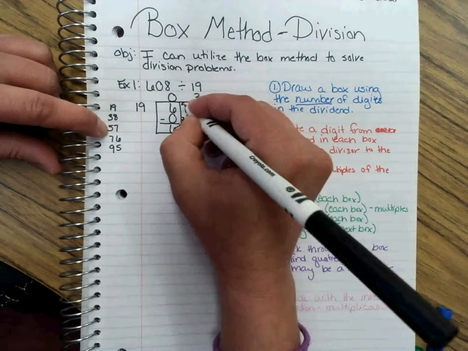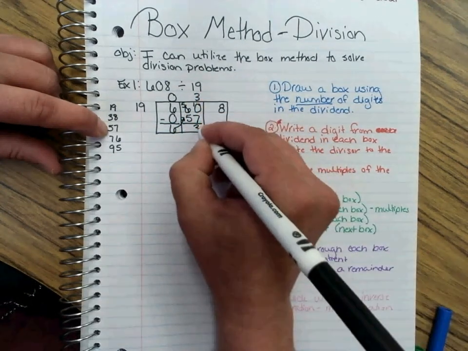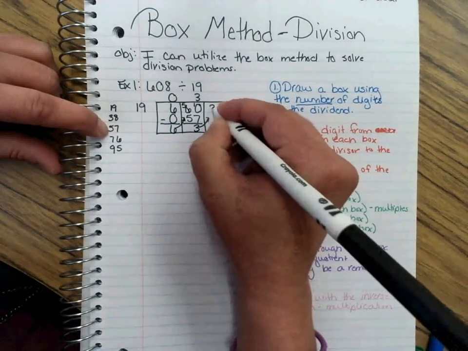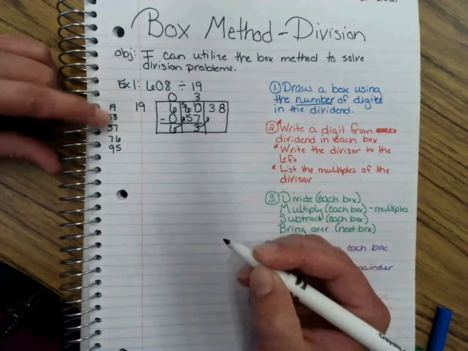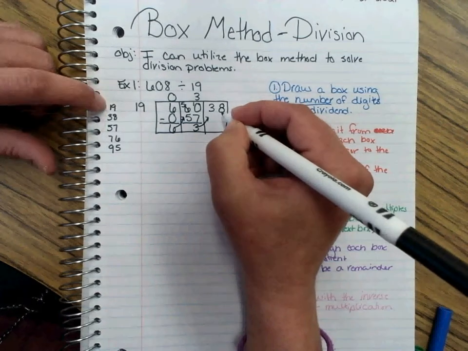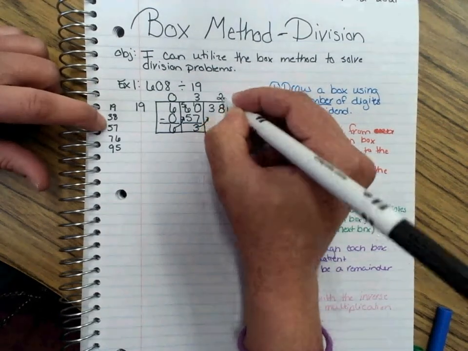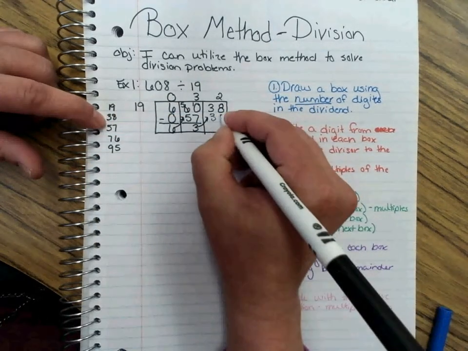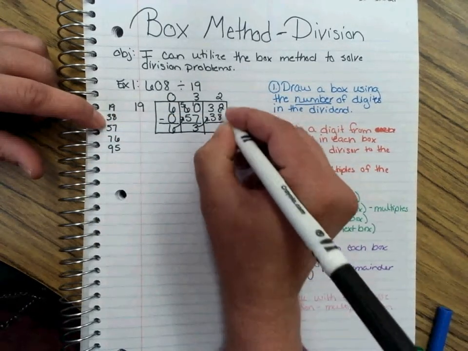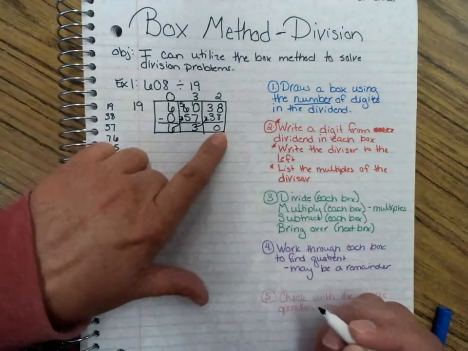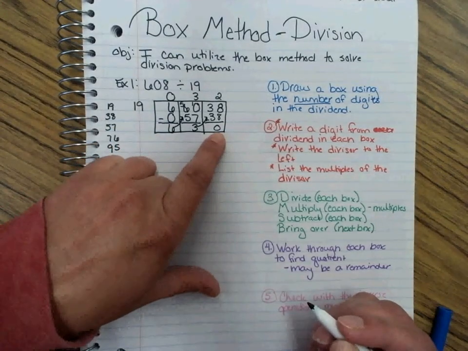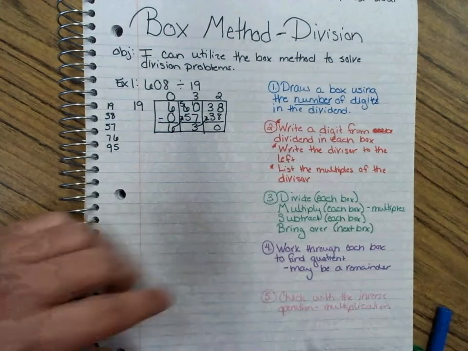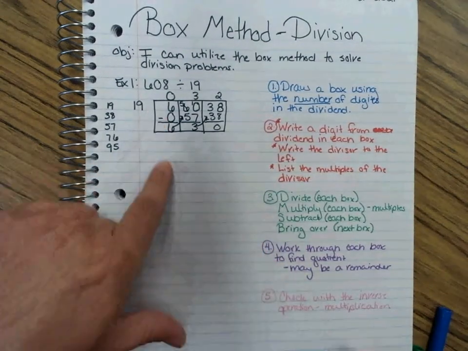This becomes a 5, 10, this becomes a 3, so now I'm going to bring my 3 over, and now I have 38. How many times does 19 go into 38? 1, 2, that's dividing. 19 times 2 is 38. I subtract. I have none left. Now, if this had some left, say it had 1, I would bring it up and over as a remainder. But I don't have a remainder in this one. So I worked through each box.